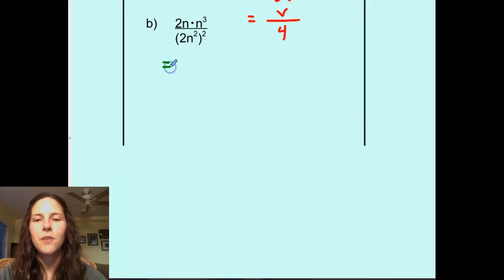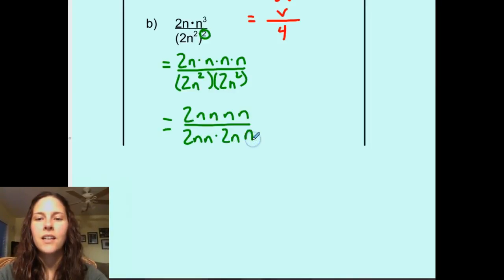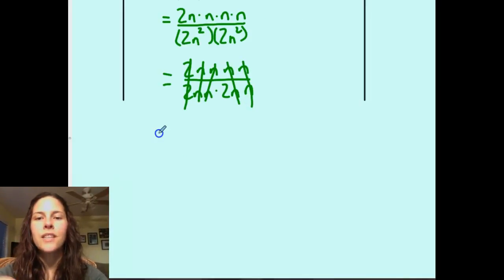Second example, again, we will simplify the numerator and the denominator separately, multiplying our 2n times n cubed, all over, in the denominator, we have 2n squared times itself, with our power on the outside of the parentheses. Before I multiply my numerator, I'm going to write out my denominator the long way and cancel. So I'm going to leave my numerator the long way. In the denominator, we have 2 times n times 2 times n times n. And now we can cancel. One of our 2's cancels, 2 of our n's cancel, and 2 more n's cancel. Notice everything in the numerator cancels.